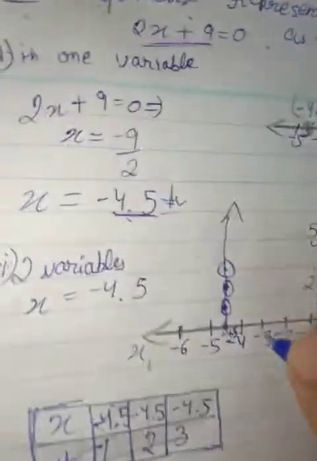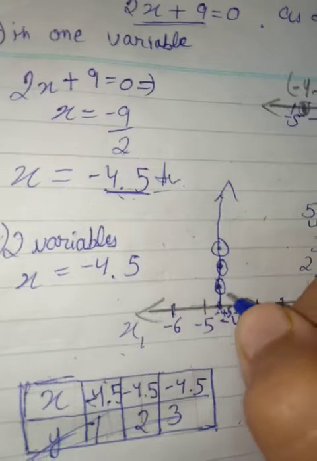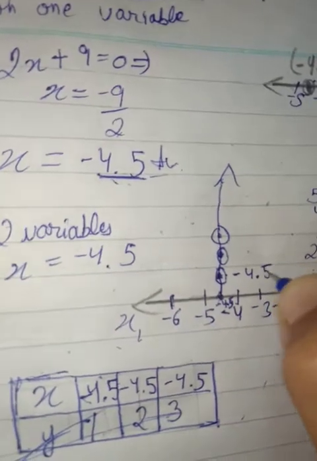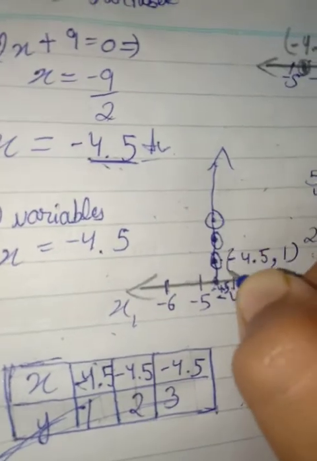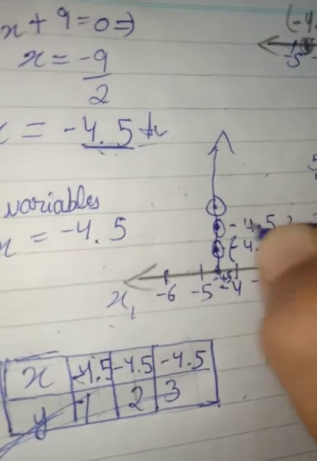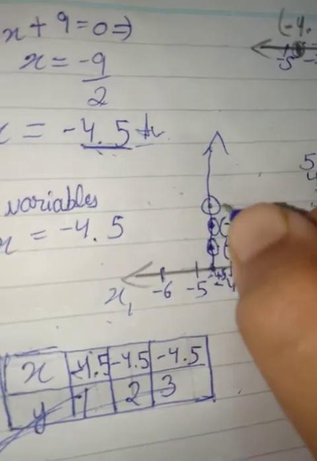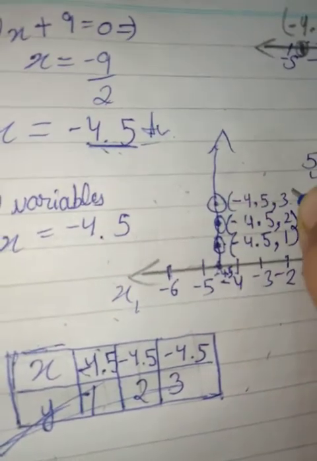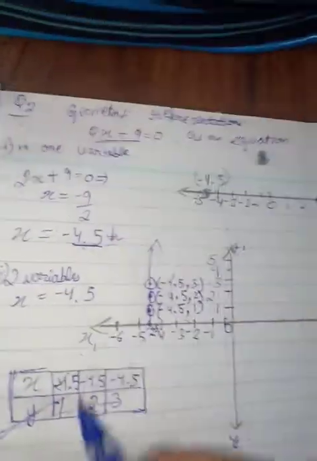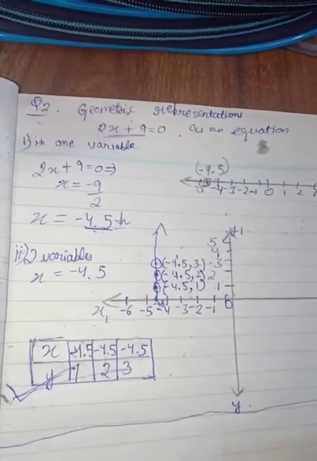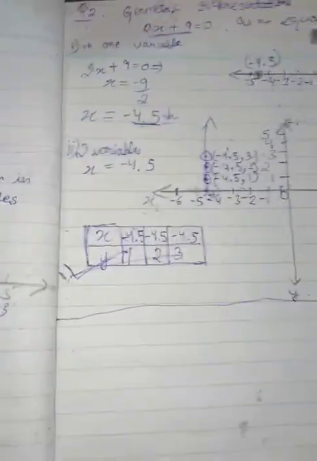So we will get the solutions. Minus 4.5 comma 1 is the first solution, and the second solution is minus 4.5 comma 2. Third solution is minus 4.5 comma 3. So we have got 3 solutions, and our answer is correct. This is the complete exercise 4.4.